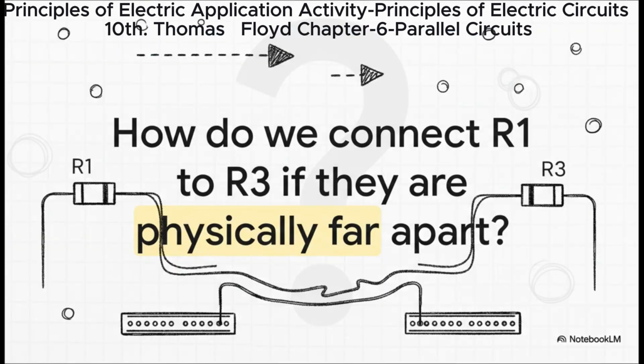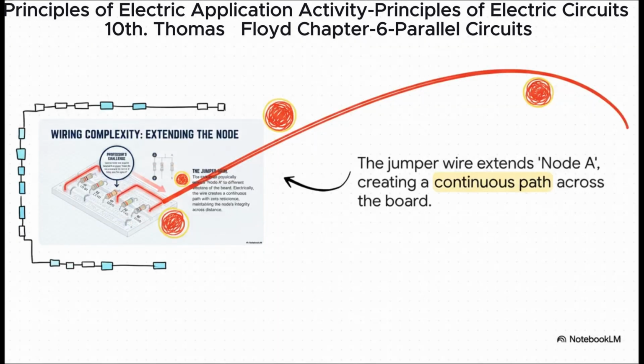This is something you're going to run into, I promise. You're building your circuit, but your parts are spread out. How in the world do you connect R1 to R3 when they're on opposite sides of the board? And the answer, my friends, is the humble jumper wire.